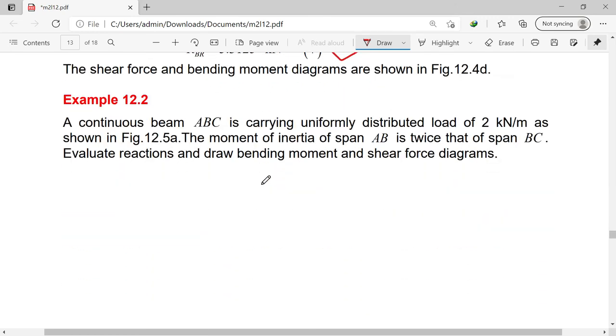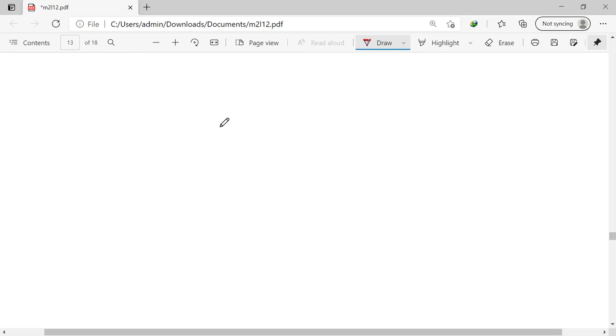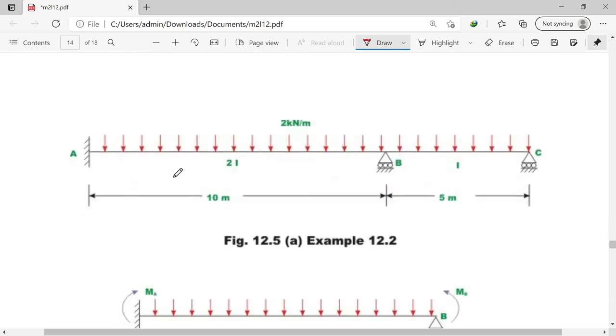Now the next example. A continuous beam ABC is carrying a uniformly distributed load of 2 kN per meter as shown in the figure, and the moment of inertia of span AB is twice that of span BC. This point is very important: inertia for AB is 2 times greater than BC. So this part we have to incorporate in our diagram. The diagram is like this.